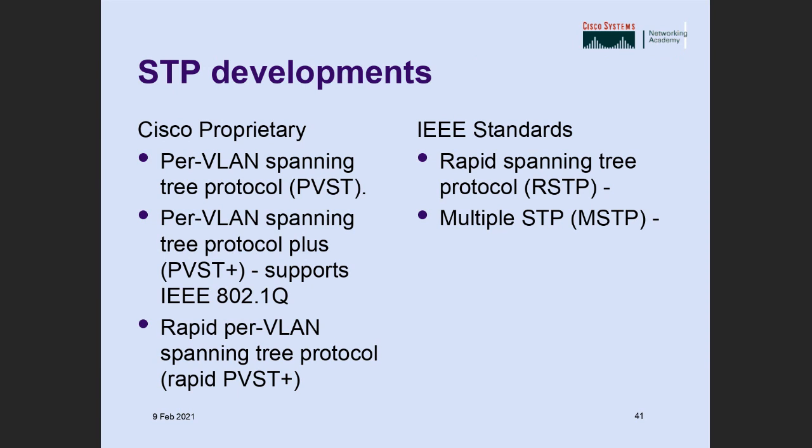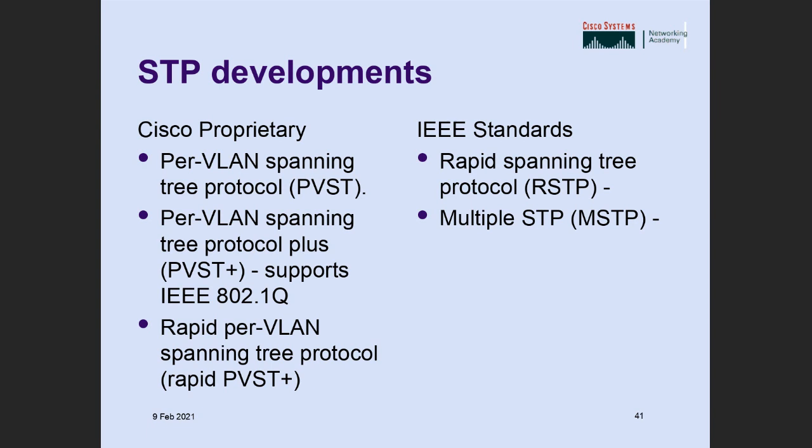Now, in spanning tree developments, all of our switches use something called Per-VLAN spanning tree protocol, PVST. There's a separate copy of spanning tree for each broadcast domain, for each VLAN you create. Because spanning tree prevents broadcast storms. Well, if we have two VLANs, we have two broadcast areas. They could each have their own broadcast storms.